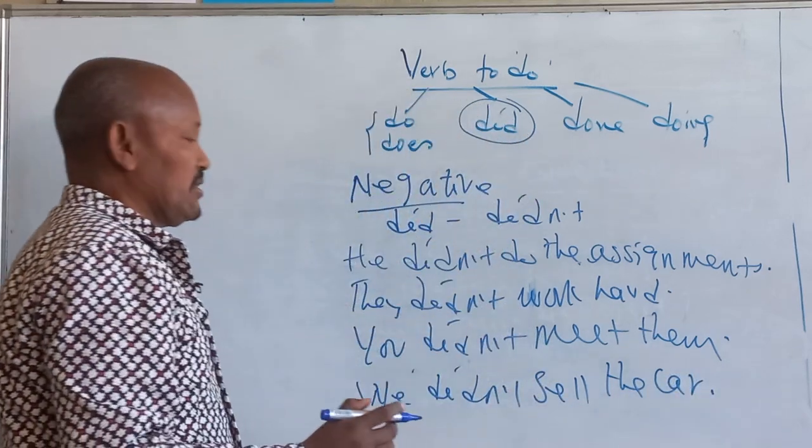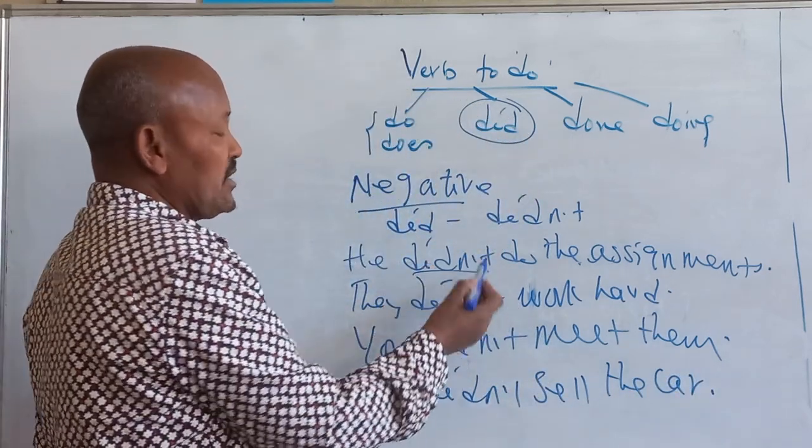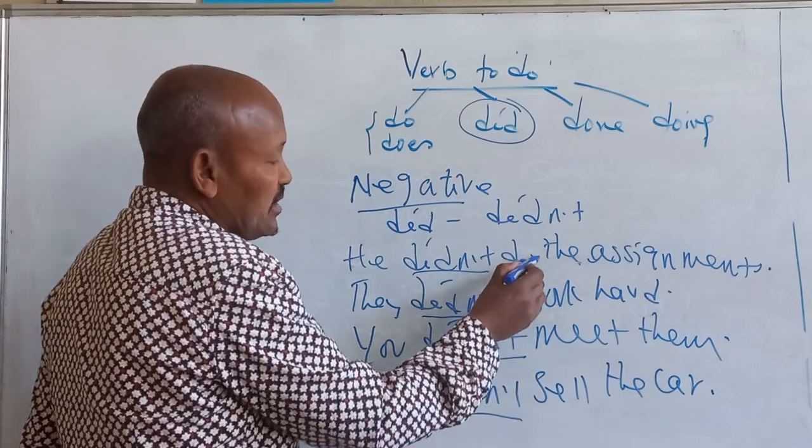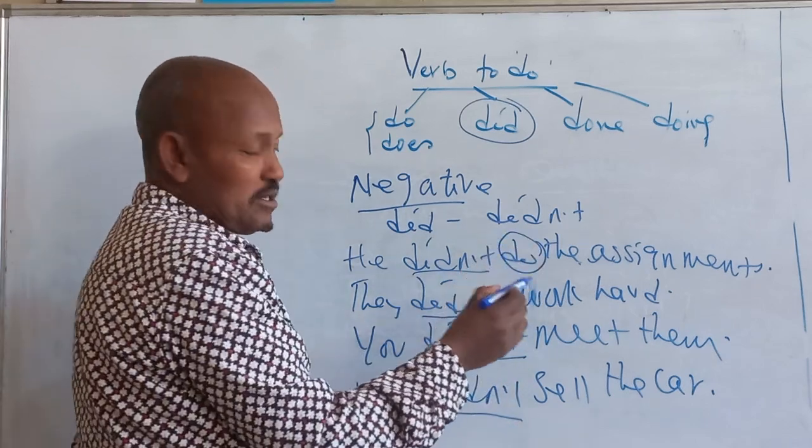Look, the example is here. Didn't here, which is negative, and didn't here, and there's didn't, and there's didn't. But here, this action verb is simple present, right?